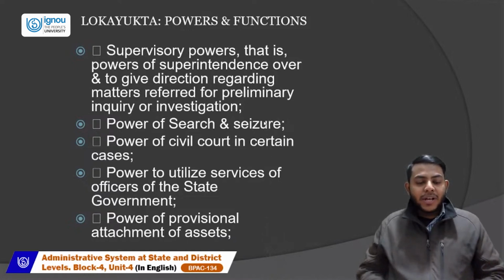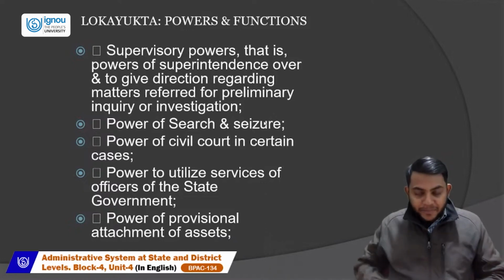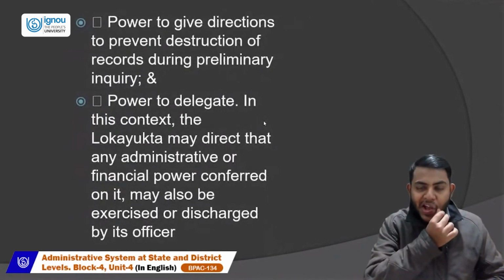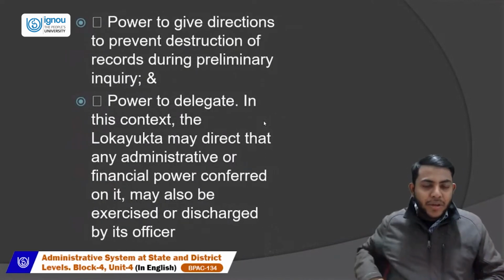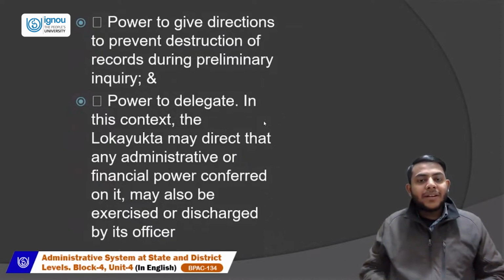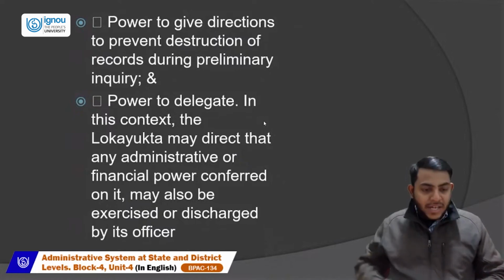The Lokayukt also has the power to utilize services of officers of the state government, as well as the power of provisional attachment of assets. The Lokayukt also has the power to give directions to prevent the destruction of records during preliminary inquiry, and it also has the power to delegate. So the Lokayukt may direct that any administrative or financial power which has been conferred on it may also be exercised or discharged by its officer.